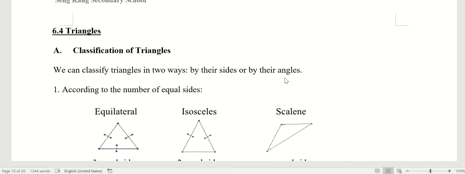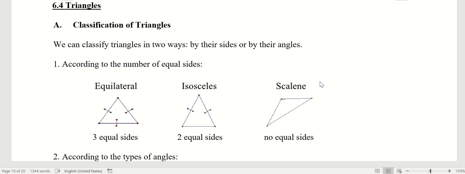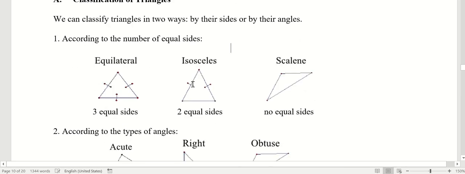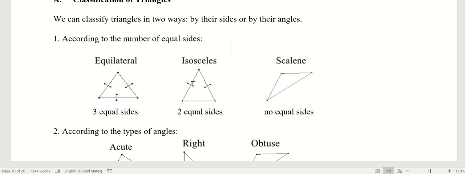In the first part of this chapter, we're going to talk about how to classify triangles, how to group them together. We have two ways of classifying, either by their sides or by their angles. Let's look at the first part. By the way, we're at page 10 of the notes, so please flip to page 10 of the notes.